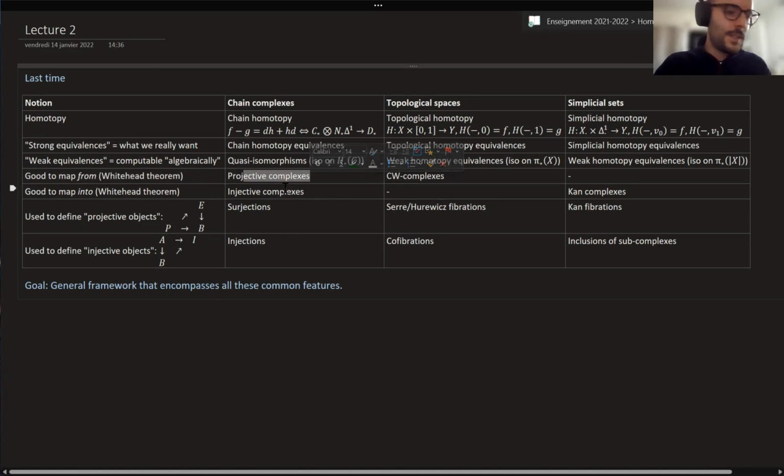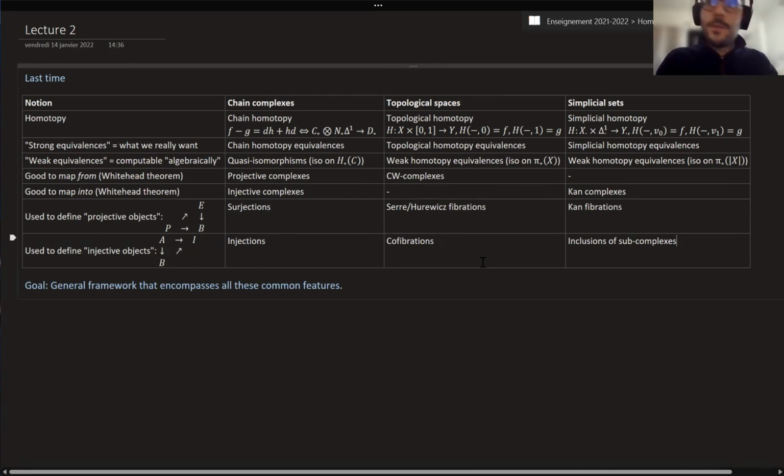So either projective complexes in chain complexes and CW complexes in topological spaces, when you are most interested in when you can map from the objects, or if you want to map into the objects, in chain complexes, it's injective complexes, and in simplicial sets, it's Kan complexes. And these are characterized by lifting properties with respect to some class of maps. So either surjections, in the case of chain complexes for projective objects, or Serre and Hurewicz fibrations for CW complexes, or Kan fibrations. And the dual part is injective objects, which are defined as something which have lifting property with respect to injections, cofibrations, or inclusions of subcomplexes.